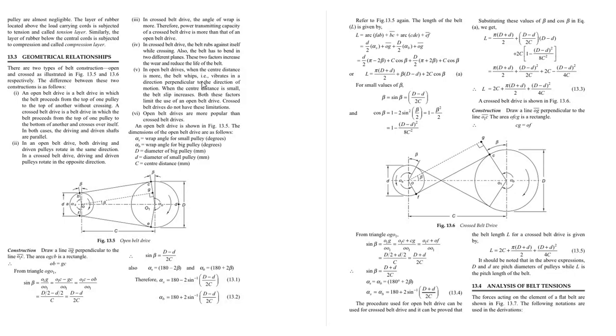In cross belt drive, the belt rubs against itself while crossing. Also, the belt has to bend in two different planes. These two factors increase the wear and reduce the life of the belt.